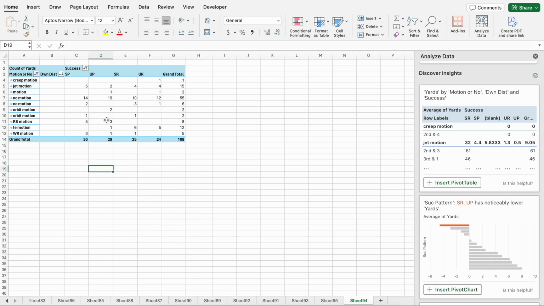You can see that no motion has more unsuccessful pass plays than successful pass, and more unsuccessful runs than successful runs, or about 50-50. Jet motion, on the other hand, has 1 more unsuccessful run than successful run, and in terms of pass, it has 2 more successful pass than unsuccessful pass. Orbit motion has 1 less successful pass than unsuccessful pass, and 1 more successful run, and doesn't have any unsuccessful runs.